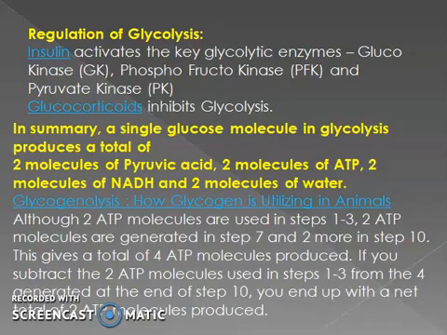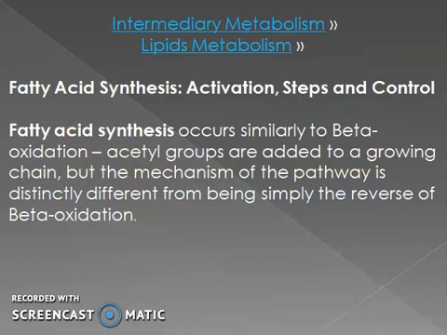Now, glycogenolysis, how it is utilized in animals, this is not in your course, but to understand it: 2 molecules of ATP are used in steps 1 to 3 and 2 molecules are generated in step 7. 2 more in step 10, so 4 ATP molecules are produced. Subtracting 4 minus 2, you get 2 ATPs net, since 2 were used in steps 1 and 3. Okay, 4 are generated at the end of step 10, and you end up with 2 molecules produced. Okay, so this is all about glycolysis. Now we will see another chapter.